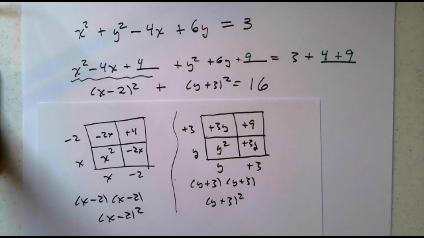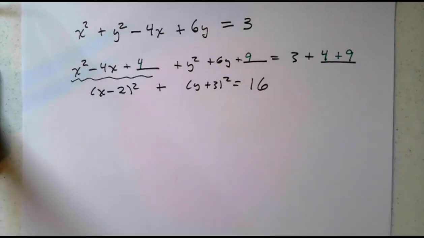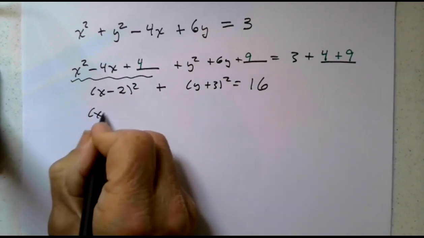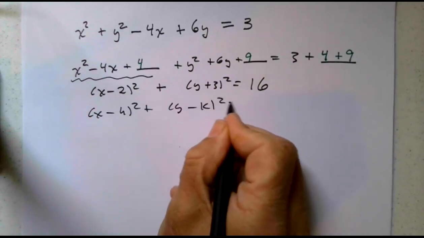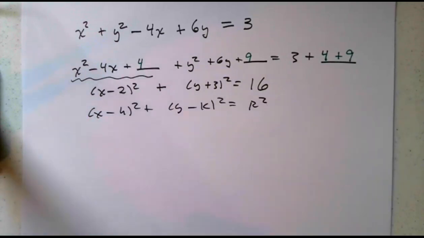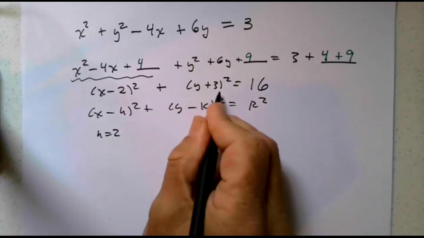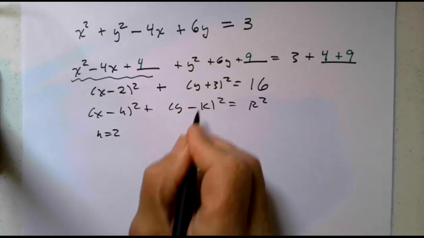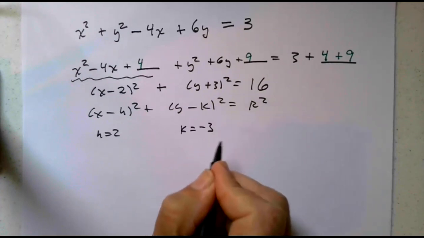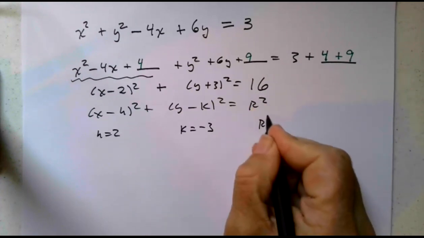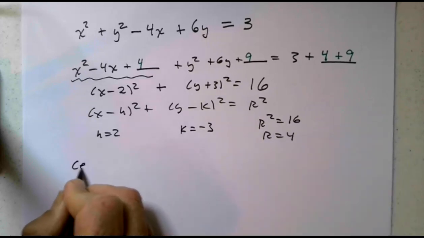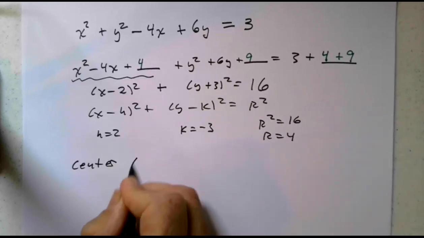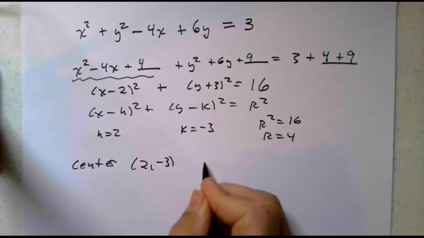So what's the center? What's the radius? How do we graph this? Well, remember, our formula is x minus h squared plus y minus k squared equals r squared. So h is 2, y plus 3 is the same as y minus negative 3. So k is negative 3. If r squared is 16, what does that make r? That makes r 4. So center 2, negative 3. Radius is 4.